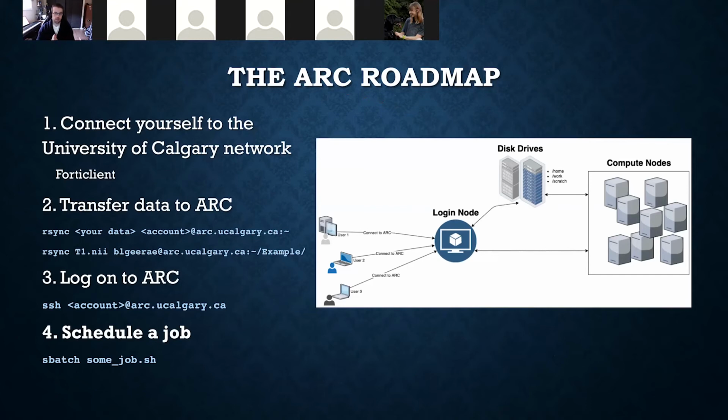So first, you need to connect yourself to the University of Calgary network. If you're working on the U of C campus, this is not an issue for you. I, being based out of the Children's Hospital, have to use this VPN called FortiClient. It's distributed through the University of Calgary IT software database. There are guides for how to install it, and it is very handy. Would recommend for multiple reasons.